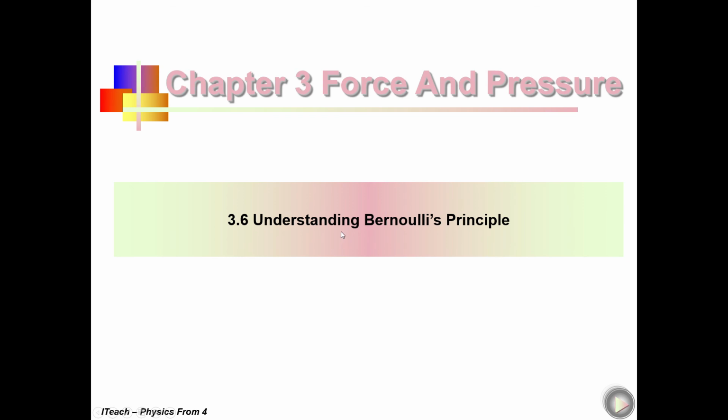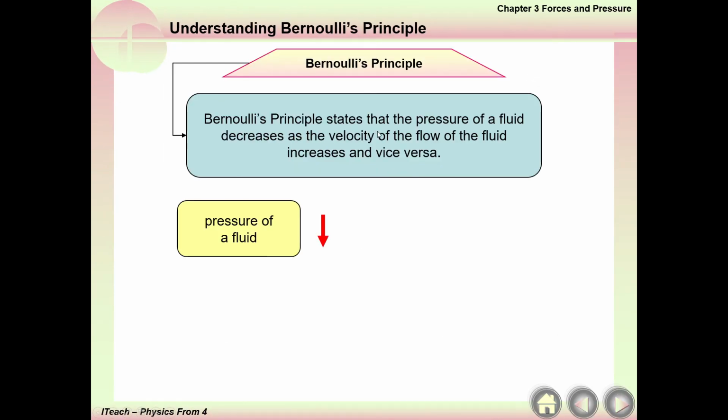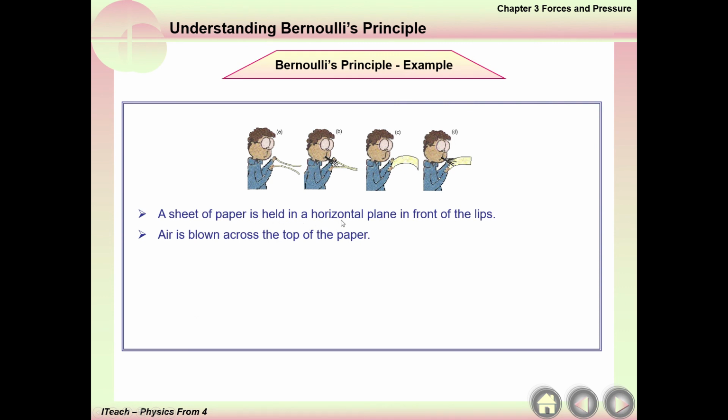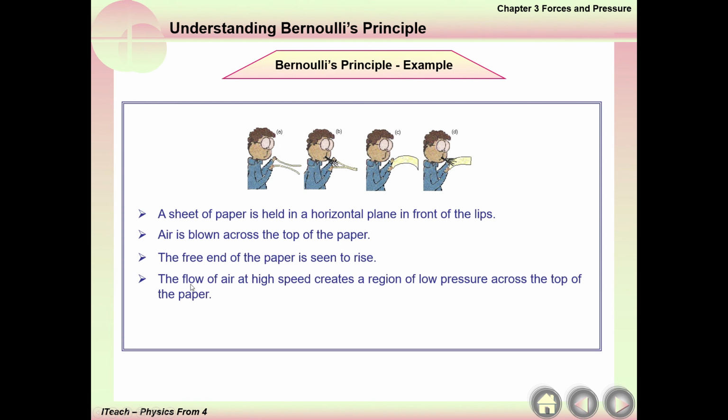Next, for the last subtopic, understanding Bernoulli principle. Bernoulli principle states that the pressure of a fluid decreases as the velocity of the flow of the fluid increases, and vice versa. Okay, a sheet of paper is held in a horizontal plane in front of the lips. Air is blown across the top of the paper. The free end of the paper is seen to rise. The flow of air at high speed creates a region of low pressure across the top of the paper. The still air beneath the paper is at higher pressure, and the net upward force lifts the paper.